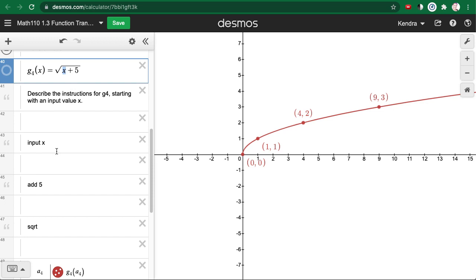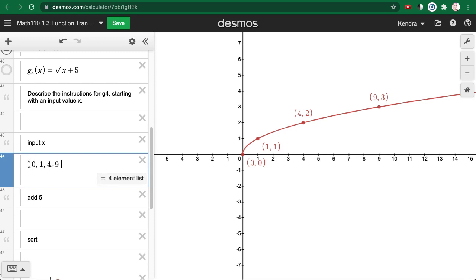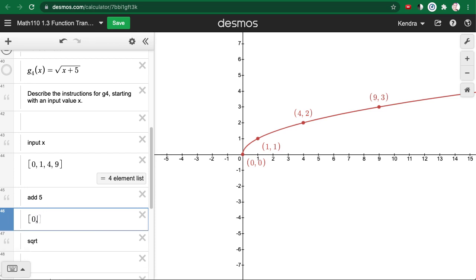Okay, now I want to think a little bit more carefully about where I put my key input values. If I take those key input values and then I add 5, then I have 5, 6, 9, and 14. These are 5 more than those inputs. This is not 0, this should be a 5. All right, 5, 6, 9, and 14.